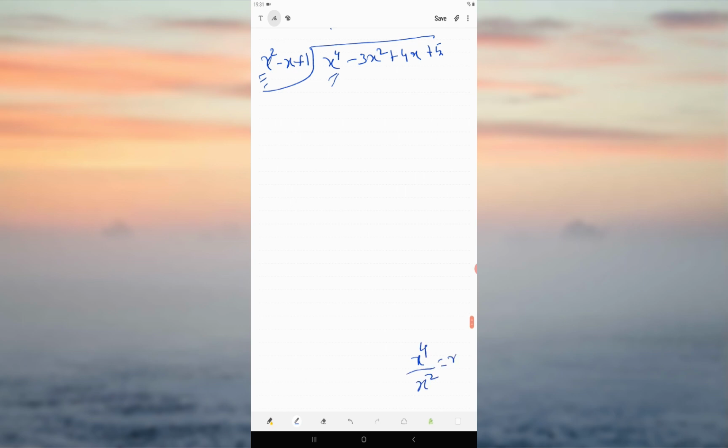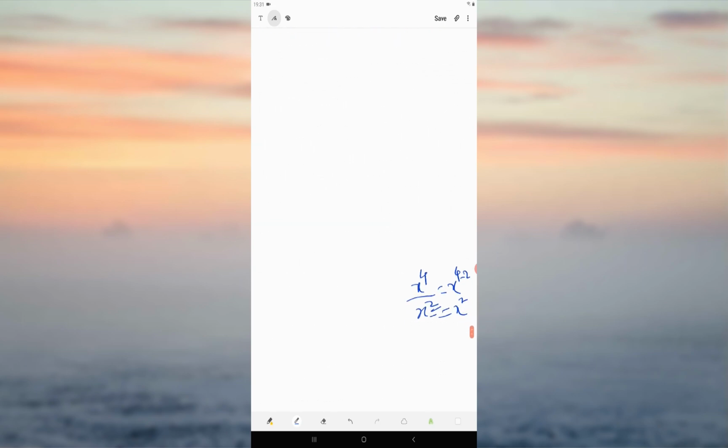What will I get? X to the power 4 minus 2, that is x square. Why did I do 4 minus 2? Because whenever we have some power divided by another power, if we are taking the below things up, that becomes negative and we can subtract. So if you don't understand this method, then you can simply write it like this also.